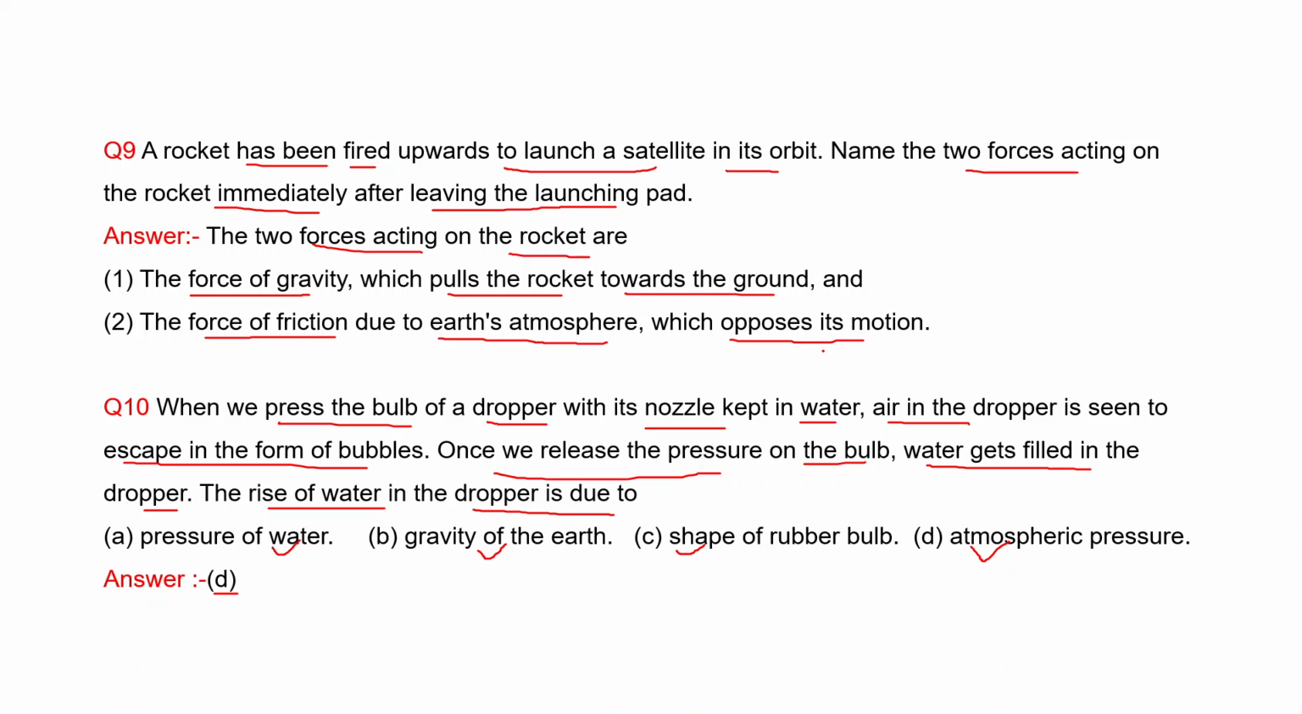When we press this bulb, whatever air filled in that bulb is passed out. When we dip the nozzle of the dropper in the water, atmospheric pressure on the water surface is more. That's why the water will come into the dropper, and water gets filled in the dropper. That's why this is due to atmospheric pressure.